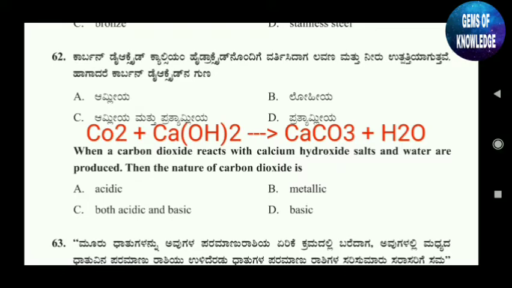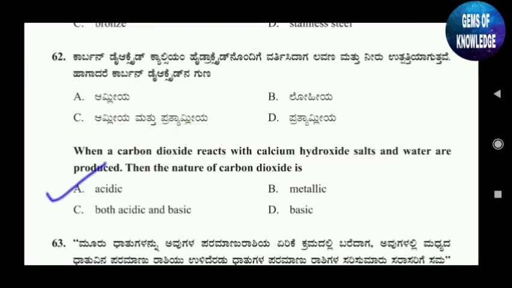You might have learned about the neutralization reaction, where an acid and a base react together to form salt and water. Here the base is already given, that is calcium hydroxide. So what will carbon dioxide be here? Carbon dioxide is an acid. If the acid carbon dioxide reacts with the base calcium hydroxide, then we produce salt as well as water. I hope this question is clear to you.